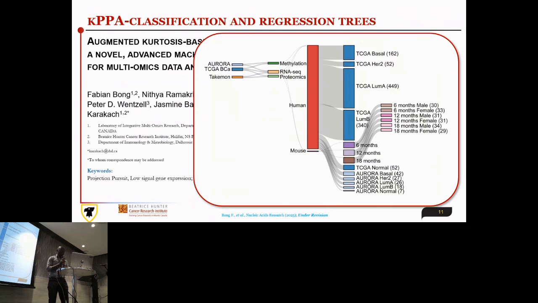So we used a couple of data here, or 3 data sets, to test our model. The first data is the so-called Aurora data. These data are breast cancer data, primary versus metastatic breast cancer, TCGA data of breast cancer, and Takemon. We call this a Takemon data set because it's developed by a group, published by Takemon et al. And they consist of methylation, RNA sequencing, and proteomics. And we've used all this data. The descriptions for the data are accompanied here.